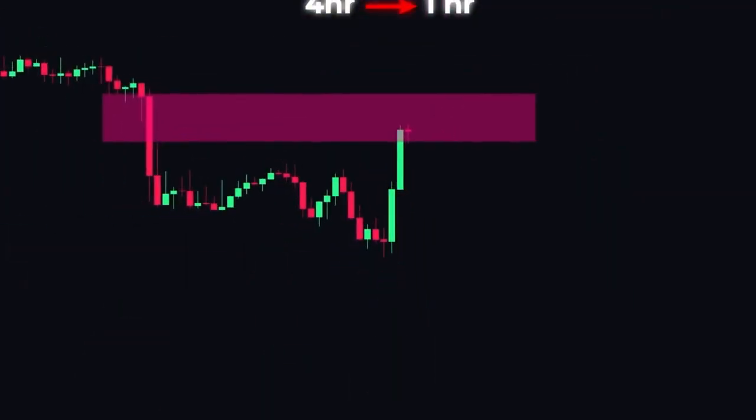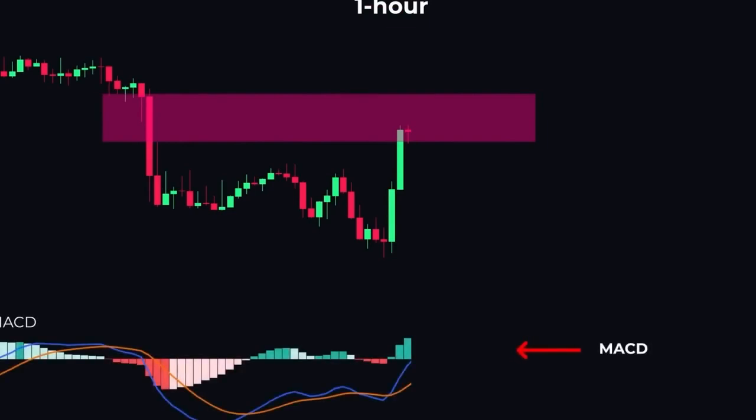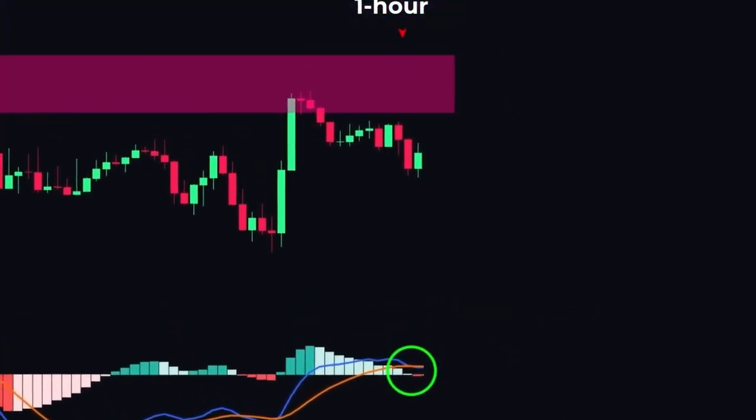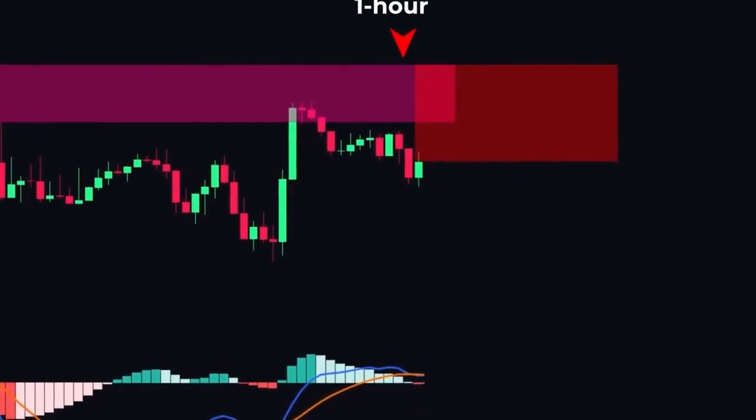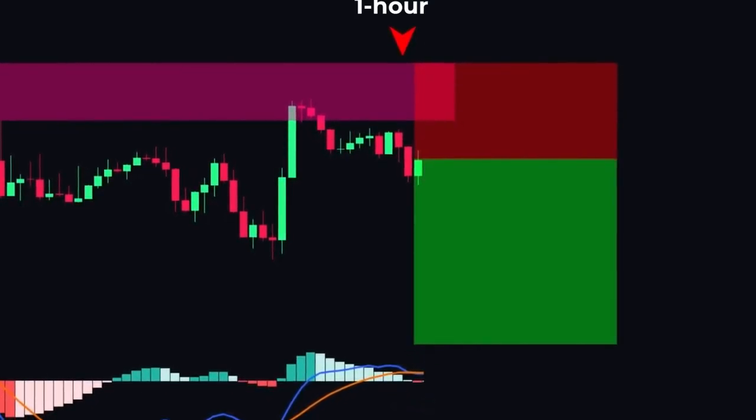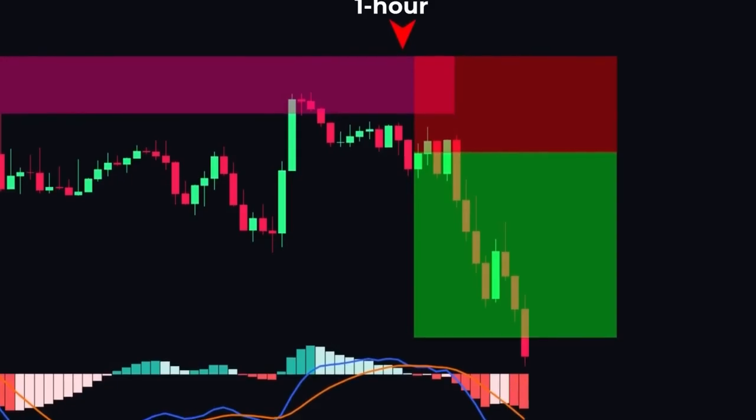We zoom into a smaller time frame, like the 1-hour chart. Here we use a momentum indicator like the MACD to help for confirmation, so we wait for it to cross downwards. Once it does, we can take a short position. Next, place your stop loss at the invalidation point of the fair value gap and set your take profit at twice the size of your stop loss. As you can see, this trade ends up being profitable.